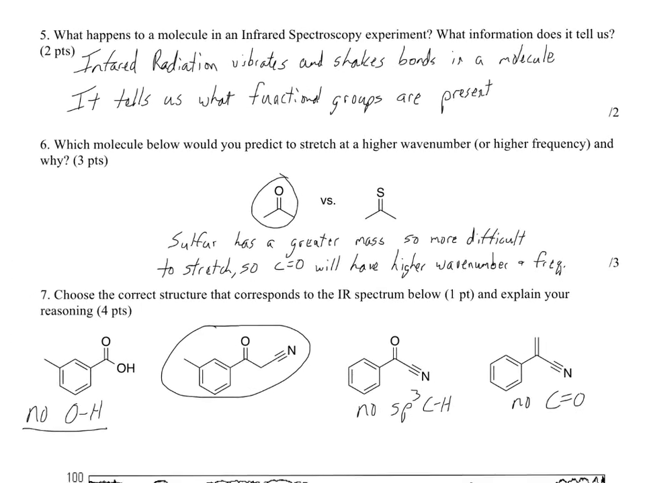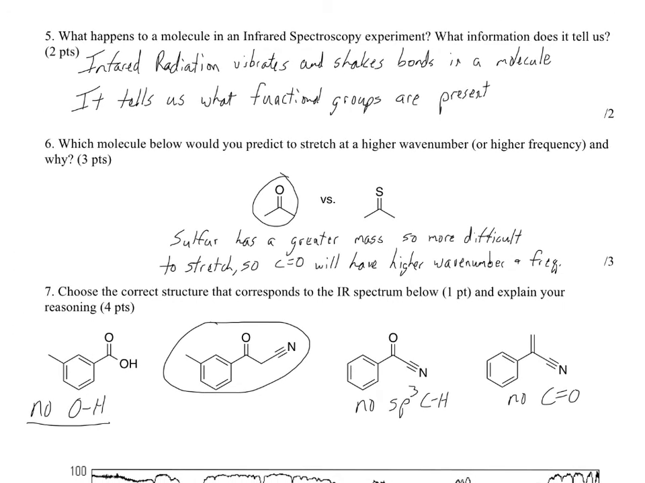Here, which molecule do you predict to stretch at a higher wave number, a higher frequency, and why? In this case, the 2 differences here are the masses. Sulfur has a higher molecular weight than oxygen, so it would be harder to move sulfur back and forth because it's bigger, so it's more difficult to stretch. So CO will have a higher wave number and frequency. It's going to be easier to move the oxygen than to move the sulfur.